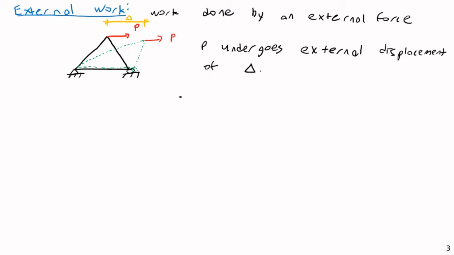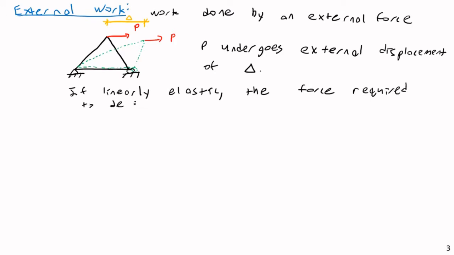So what is the problem with this, though? Well, we could say that this is work equals force times distance. But the problem with trying to jump directly to the final deformation is that we know that the force experienced by members is not constant. So for example, if this is linearly elastic, then the force required to move it a certain distance increases linearly. To deform the truss increases linearly.